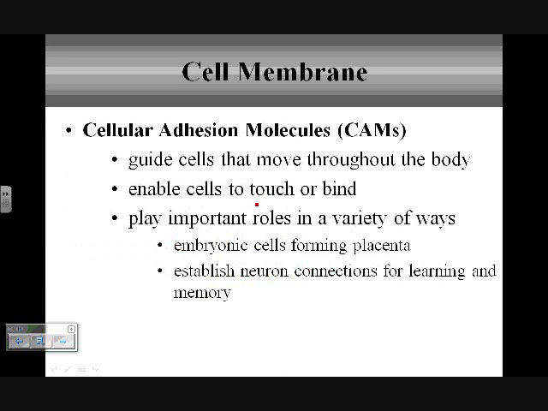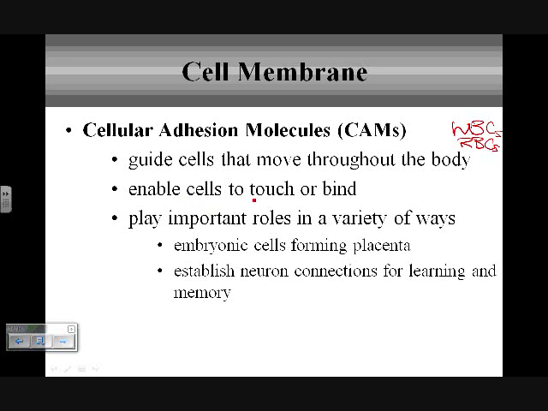So, to those cellular adhesion molecules specifically, because this is one that we're not going to cover quite as much when we talk about cellular transport. But cellular adhesion molecules, CAMs, are going to help guide cells that are on the move in your body. A nice example of these is red blood cells, a perfect example. White blood cells are another perfect example of cells that are moving through your body and aren't stationary.